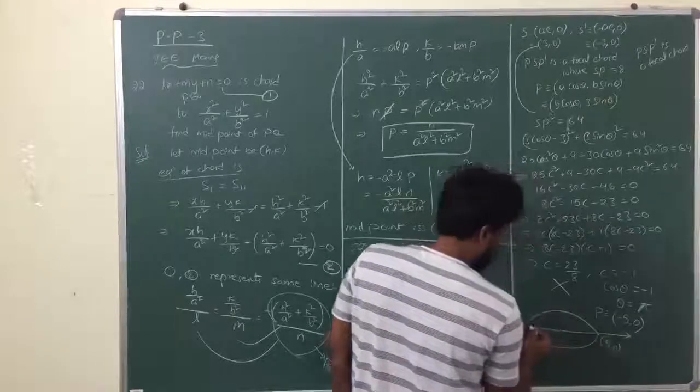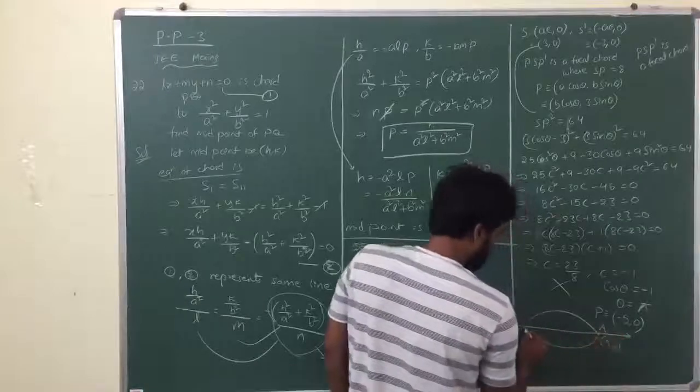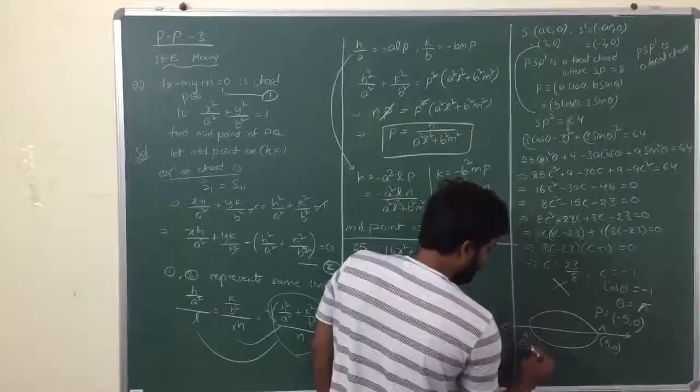This is 5 comma 0, a point a dash. This is minus 5 comma 0.